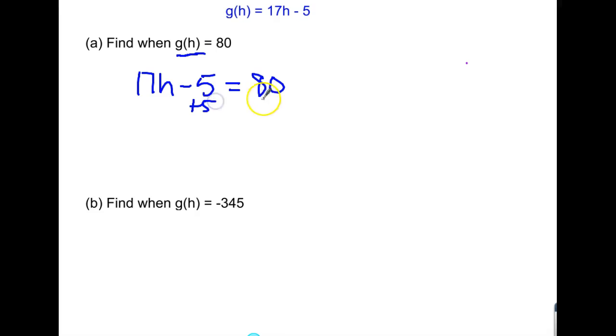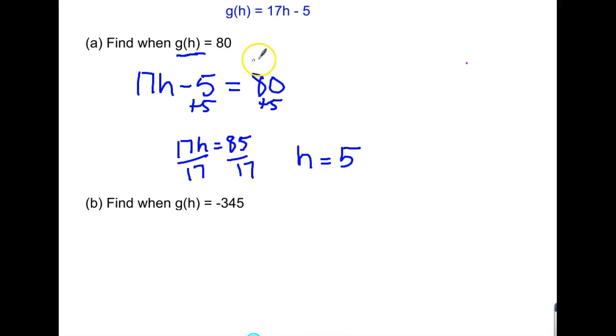We can add 5 to both sides. 17h equals 85. And then divide by 17. And h equals, looks like 5. H equals 5. So 5 is the input when 80 is the output. So I know g of 5 is 80.